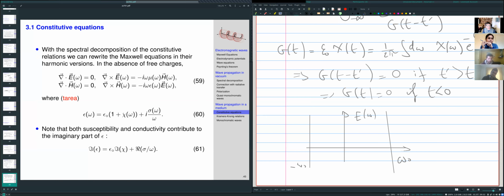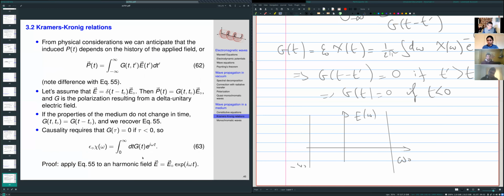Sigma is real, it's in Ohm's law. But chi, and sigma strictly speaking, could be complex too, because we're talking about the spectrum of it. What I mean to say in the end is that the electric permittivity is a complex number, and that's the imaginary part. Okay.